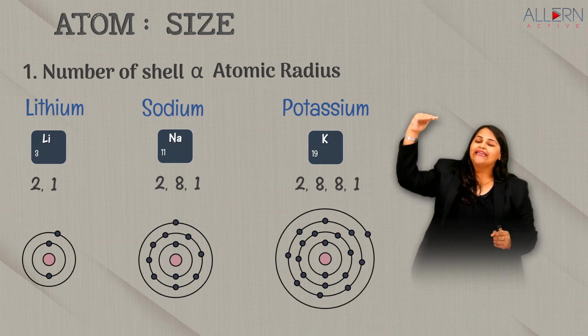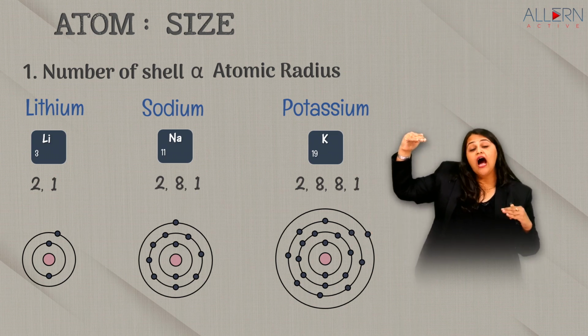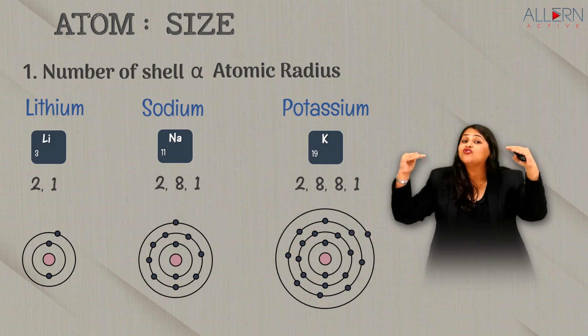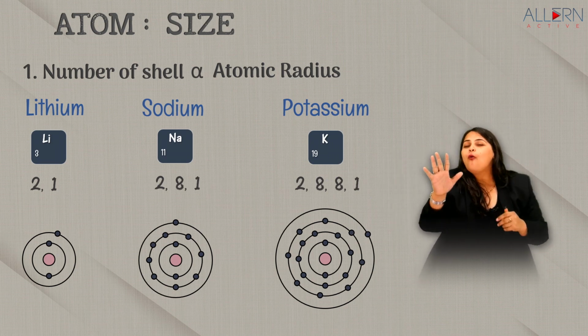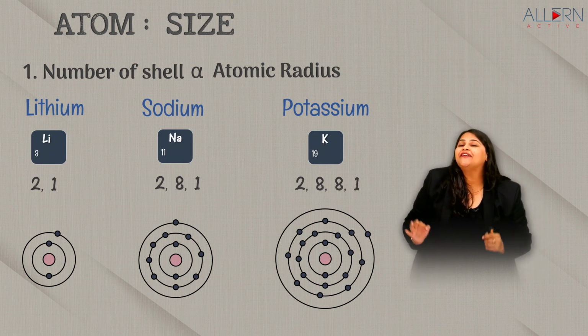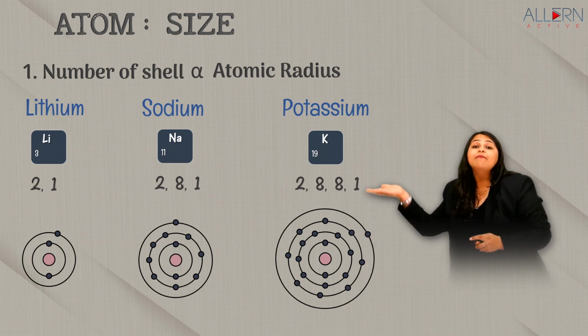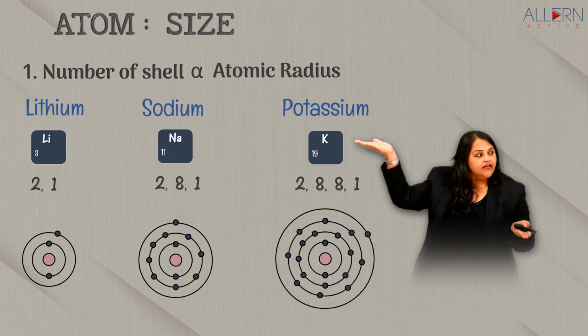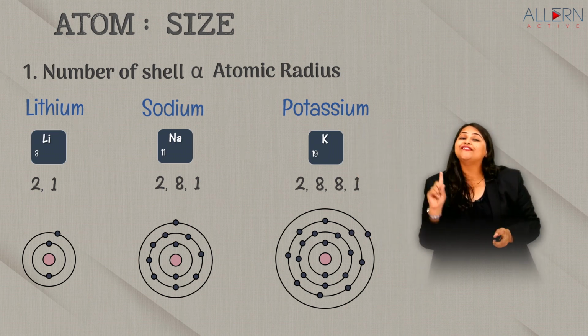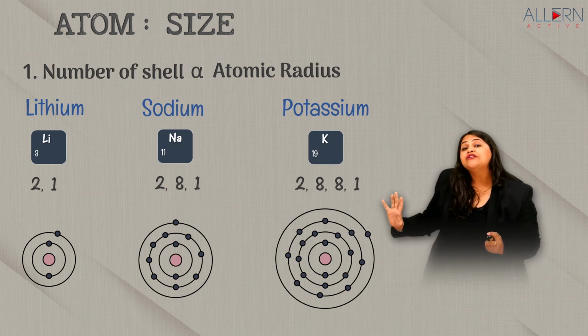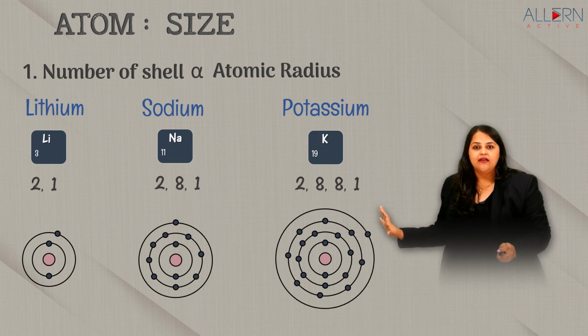When one quantity increases, my dear child, the other quantity also increases. Then what kind of proportion is this? Wonderful, it is the direct proportion. So what do you mean by direct proportion? When the number of shells will increase, the atomic radius should also increase. So that is one factor on which the atomic radius depends.